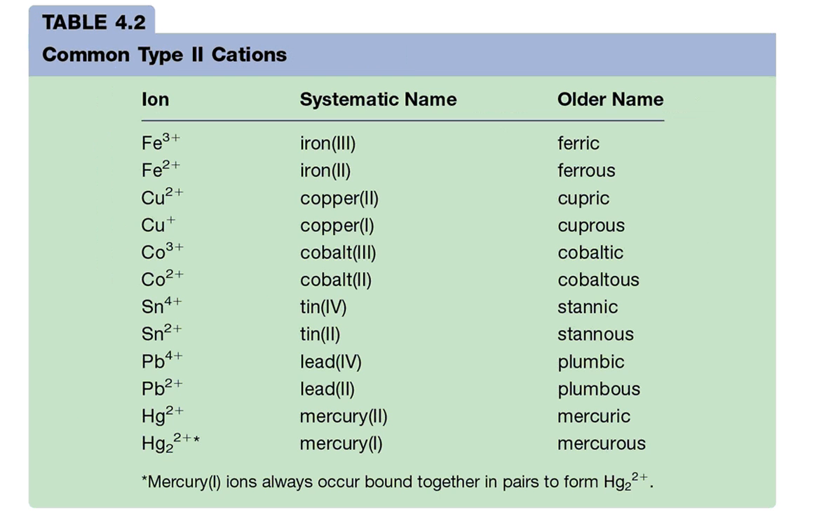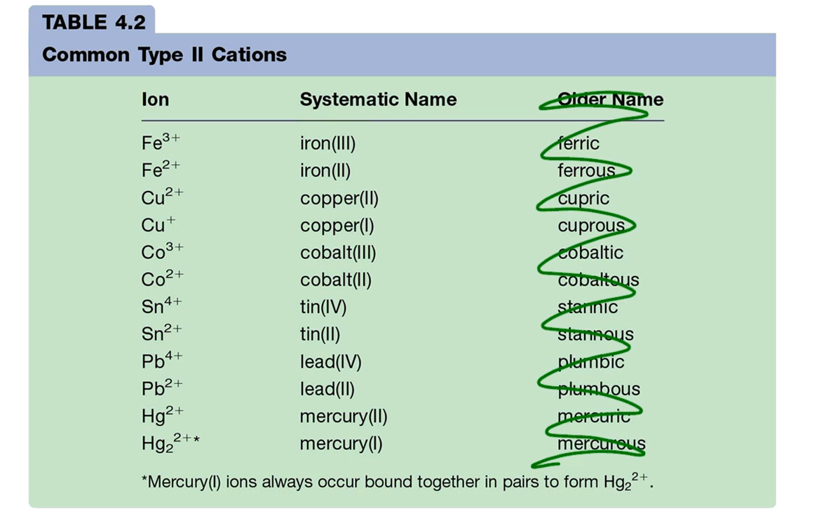Looking at our next table. All right, the older names that we have over here, I am not worried about in the least. I'm not going to require you to know anything about that. Just know the systematic name, which includes the metal's name and the charge written as Roman numerals. So if I have the iron 3 ion, I would write it out as iron and then a Roman numeral 3, and so on and so forth as we go down. These are all pretty straightforward.